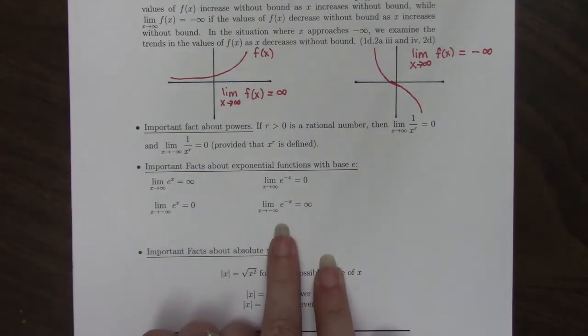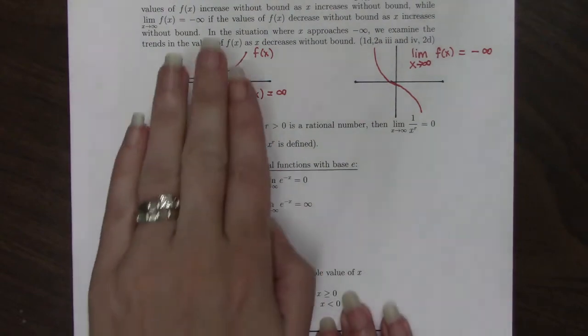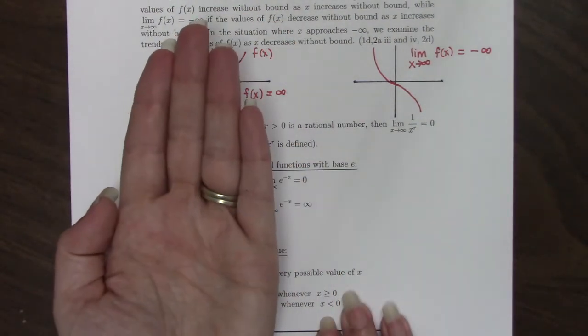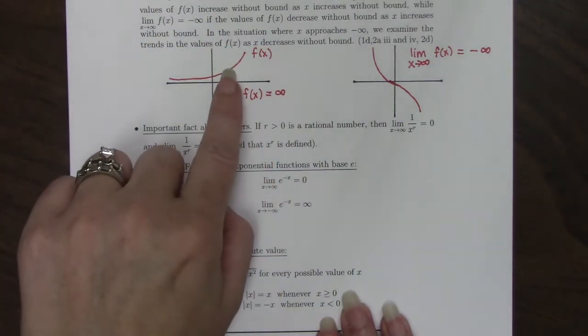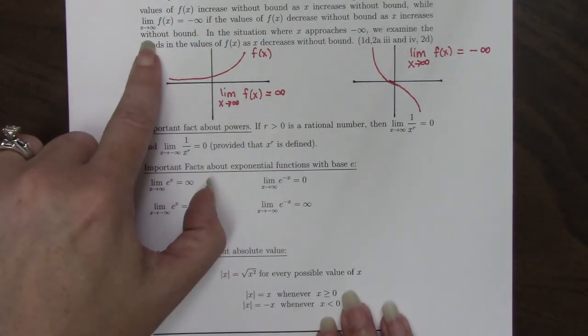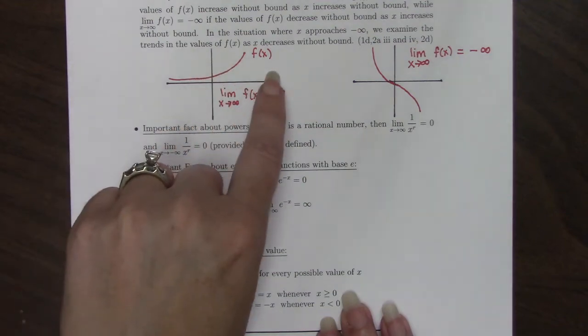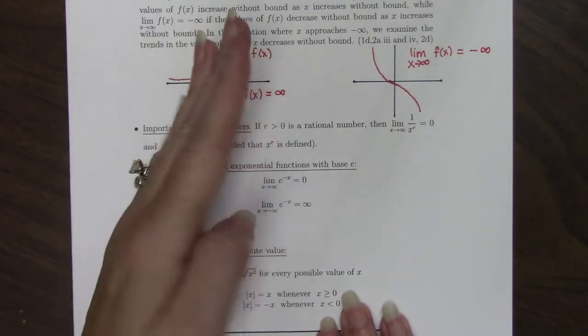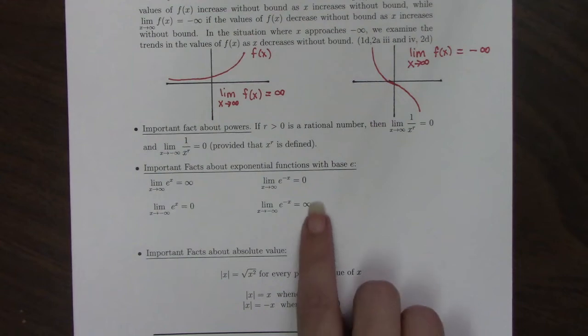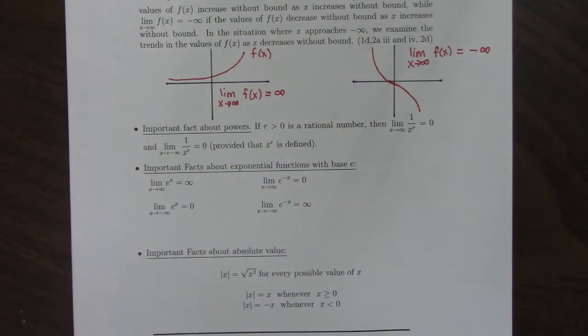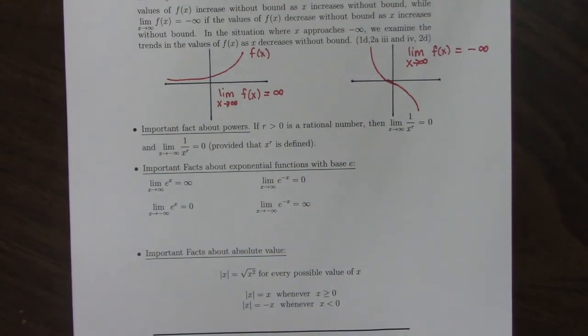But now, if I take e to the negative x, well, e to the negative x takes this picture and flips it over the y-axis. So now it would go up to positive infinity on its left side, and it would go to 0 on its right side. So it just takes this picture and flips it backwards. So that's why these values appear to switch places in each of these.